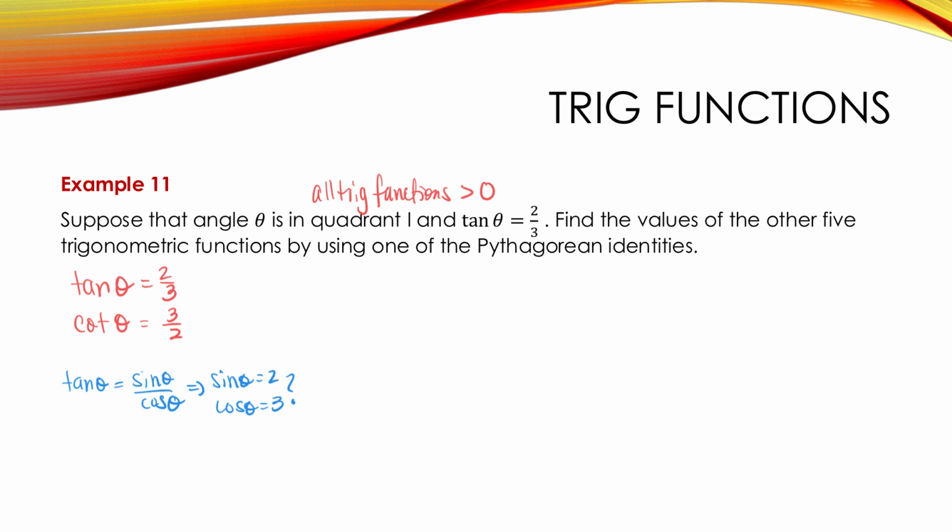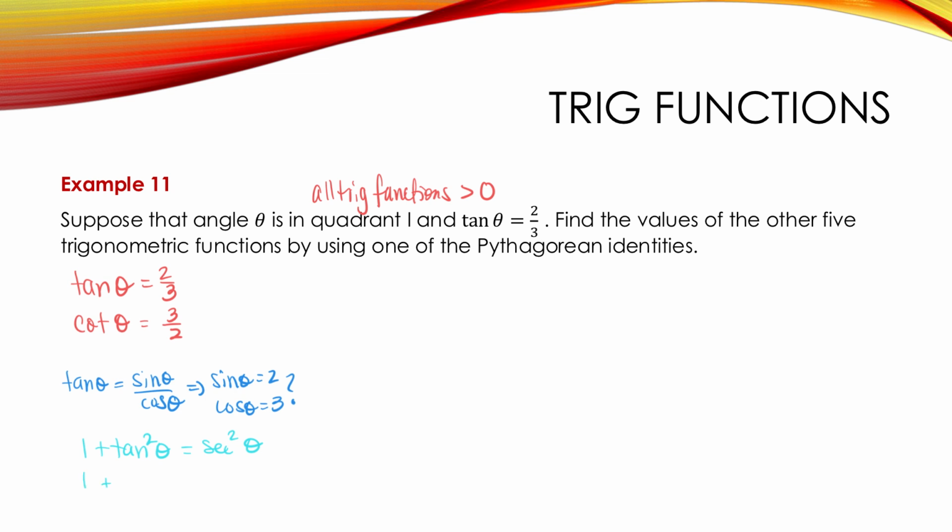So we don't want to try this because we may have lost something in translation. Instead, what we also know is that 1 plus tangent squared theta equals secant squared theta. And remember, secant is 1 over cosine. So let's see if we can get to the bottom of it and see if we really do get a cosine of 3. Well, tangent is 2/3.